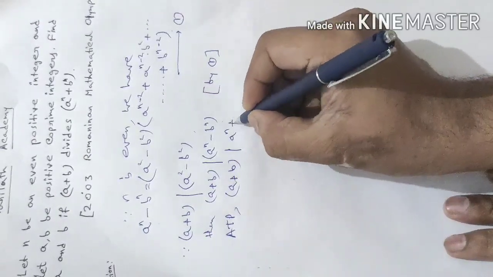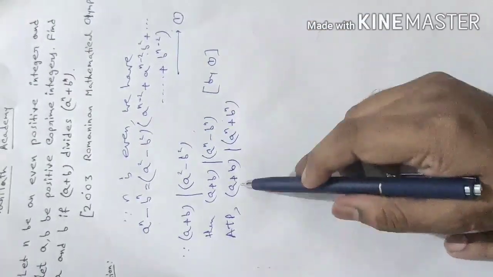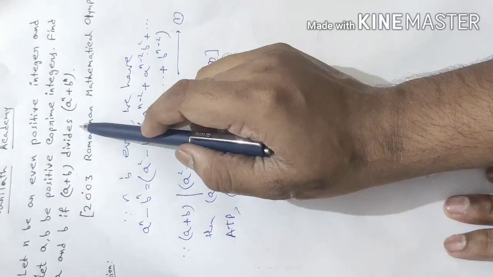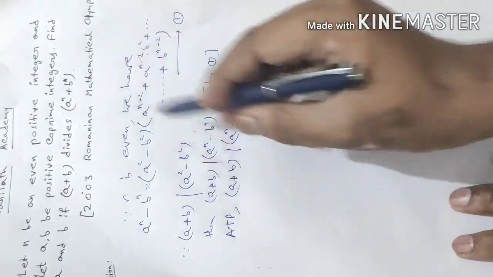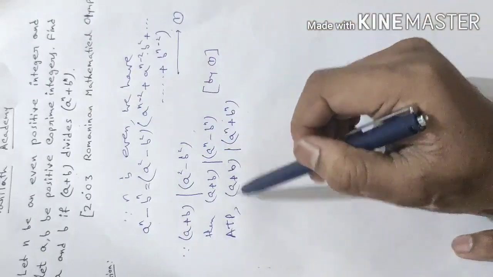Again, according to the given problem, a plus b divides a to the power n plus b to the power n. From the given condition, a plus b is a divisor of a to the power n plus b to the power n.